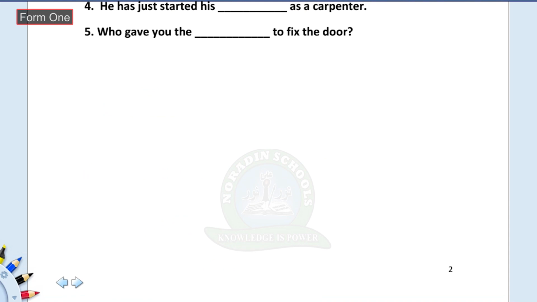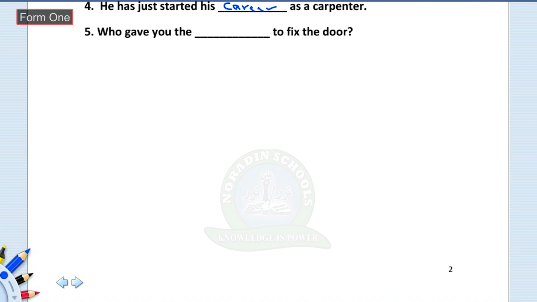Well, the next one is he has just started his dash as a carpenter. The right word here is career. Well, career is another word for job.